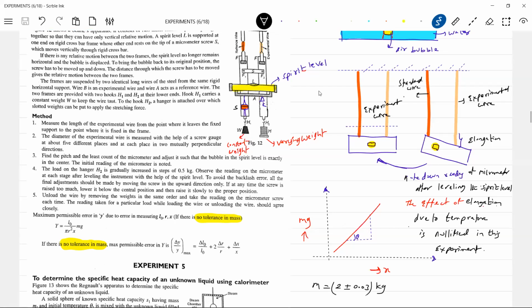I think we should have common sense now. Standard wire means we know its Young's modulus. We don't know the Young's modulus of this and this. That's what we have to find out. What I do is take a wire, cut it into two identical parts, and suspend it.